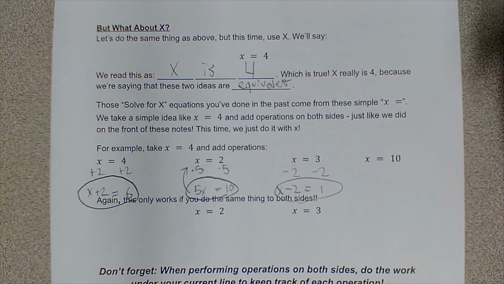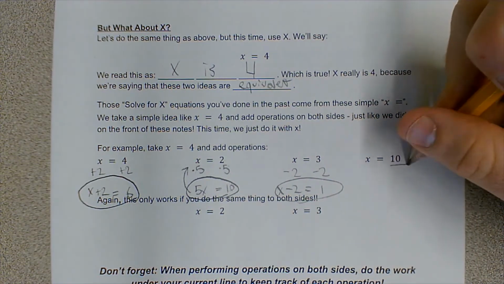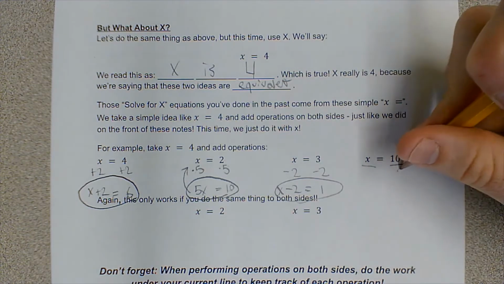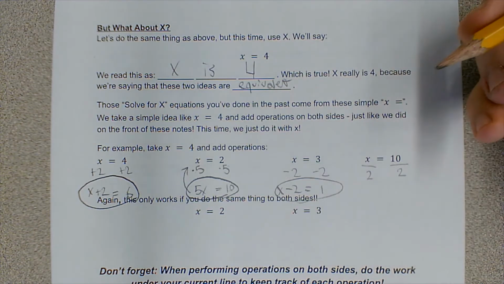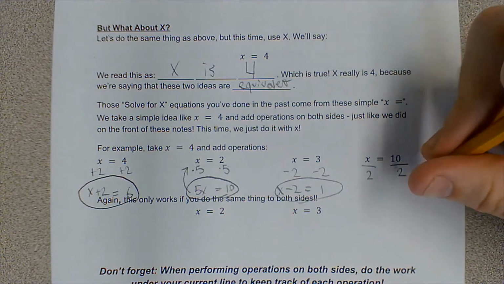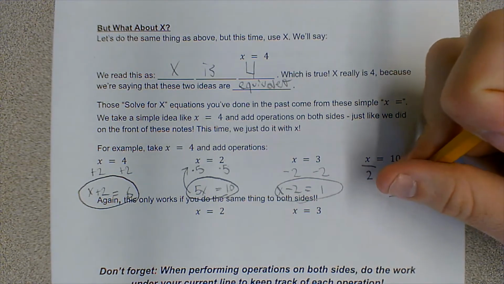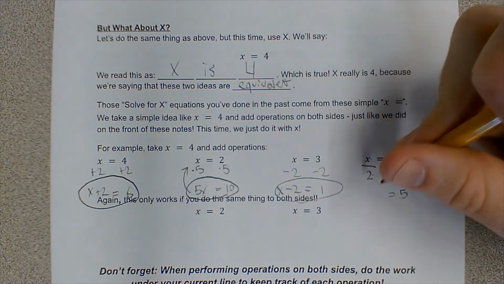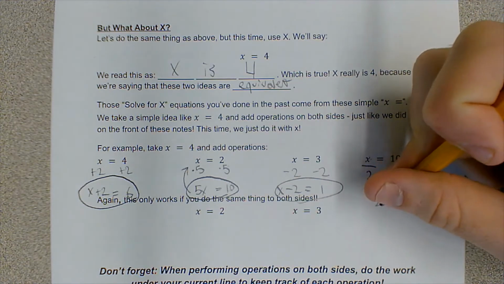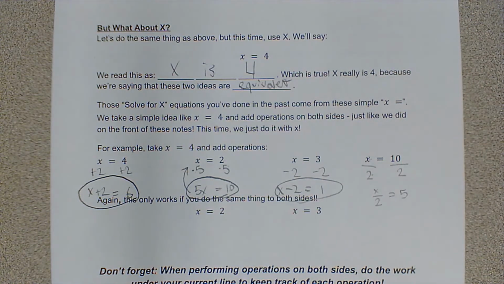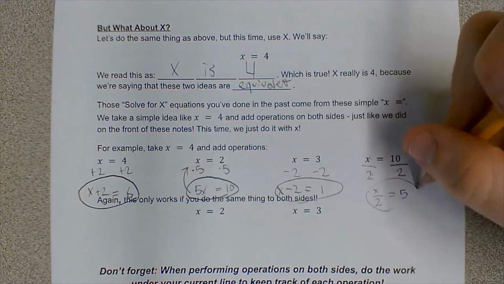Finally, let's do one with division. I'm going to just divide both sides by 2. Randomly, I can do whatever I want. 10 divided by 2 is 5. I bring down my equal sign, and I can't do x divided by 2, so I bring it down. X divided by 2. Okay, that's another equation.